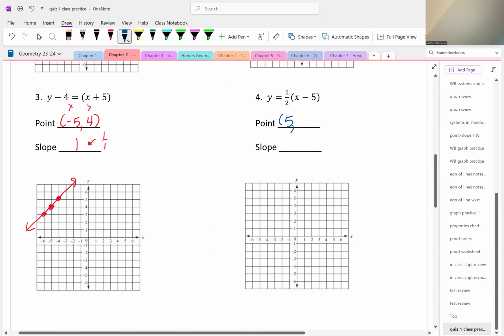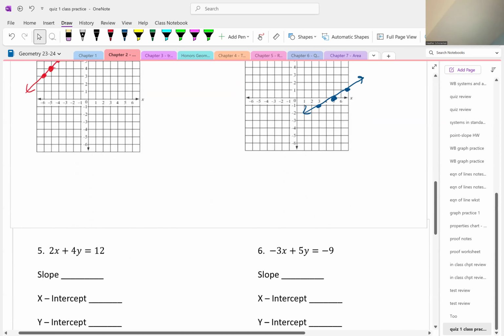Okay, number 4, our point is the opposite of what's in the parentheses, which is going to be +5, but then there's nothing added or subtracted from the y, so that is 0. The slope is the number in front of the parentheses, which is 5/2. And (5, 0) is the point over here, so I'm going to go up 1, right 2, or down 1, left 2, and there is my line.